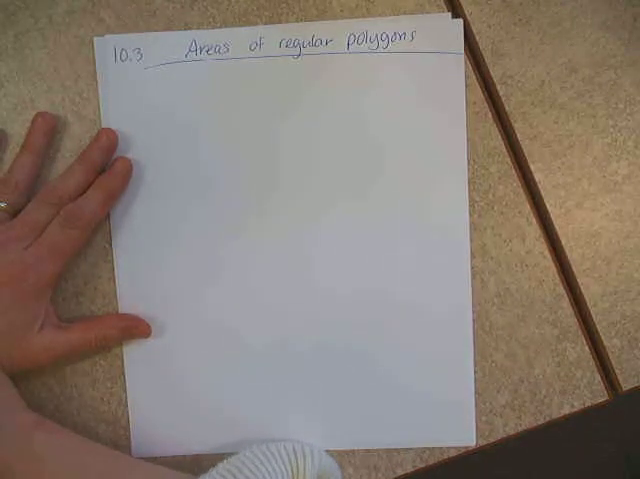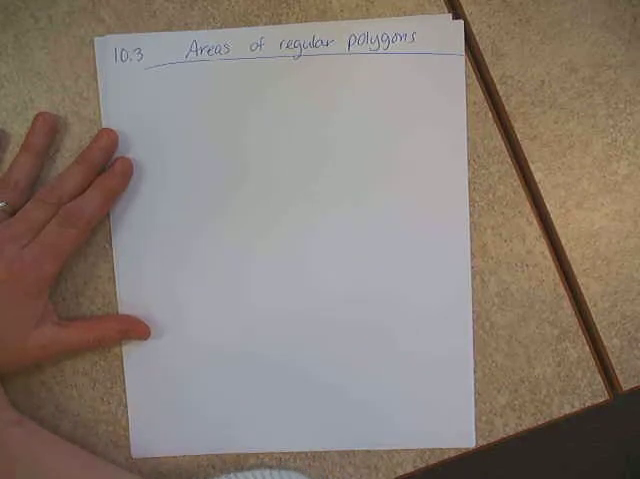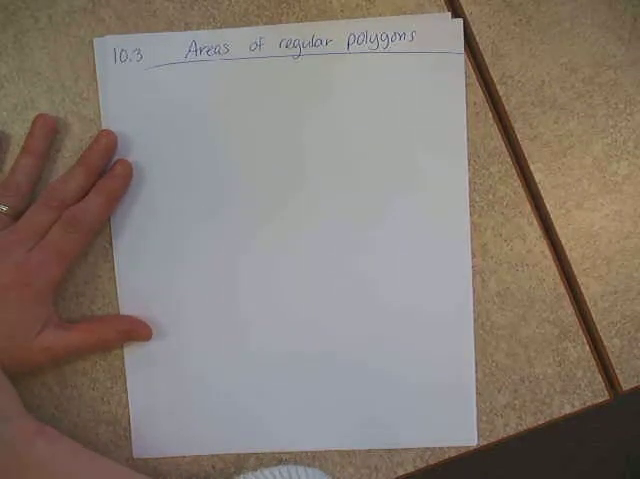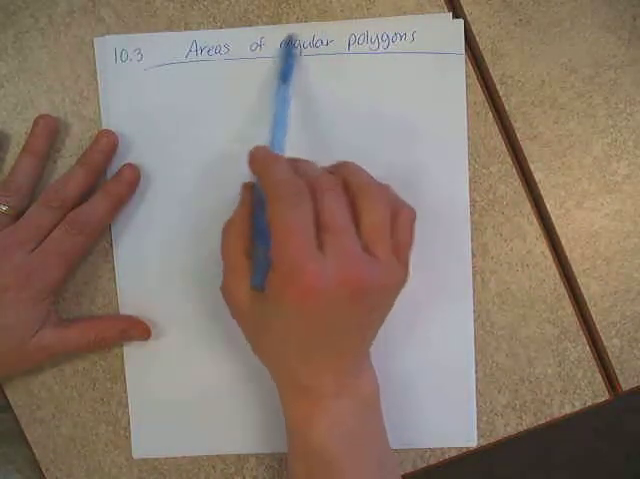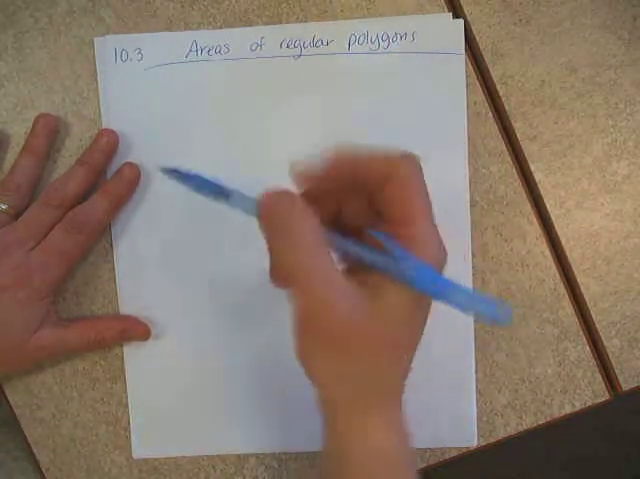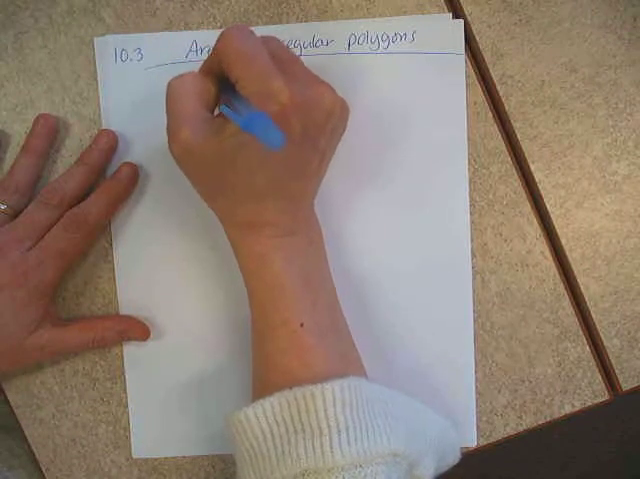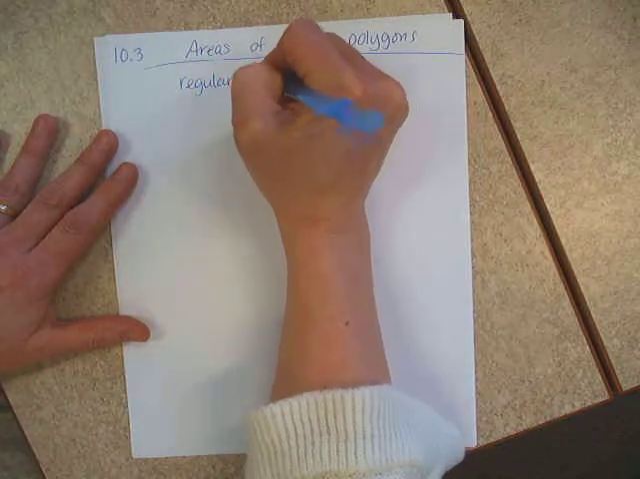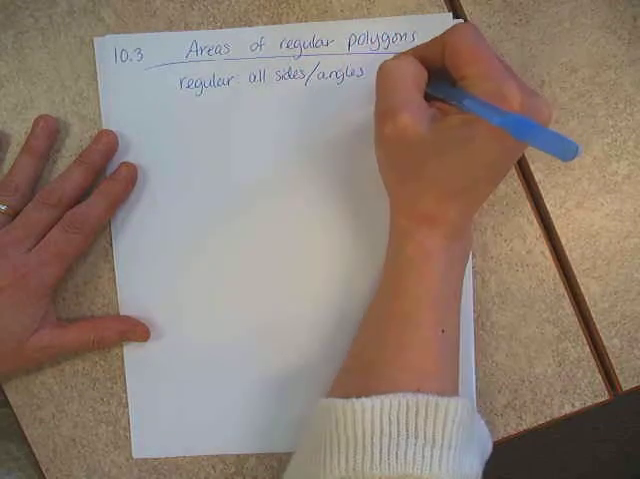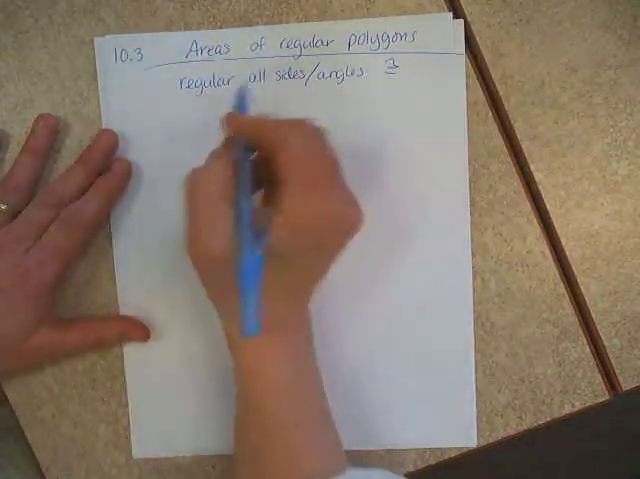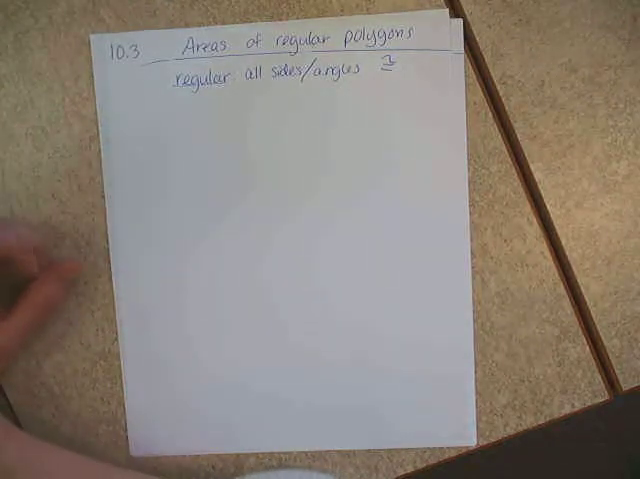Okay, so areas of regular polygons. A couple of review words. Regular means all sides and angles are congruent. Okay, so we are talking only about regular polygons.